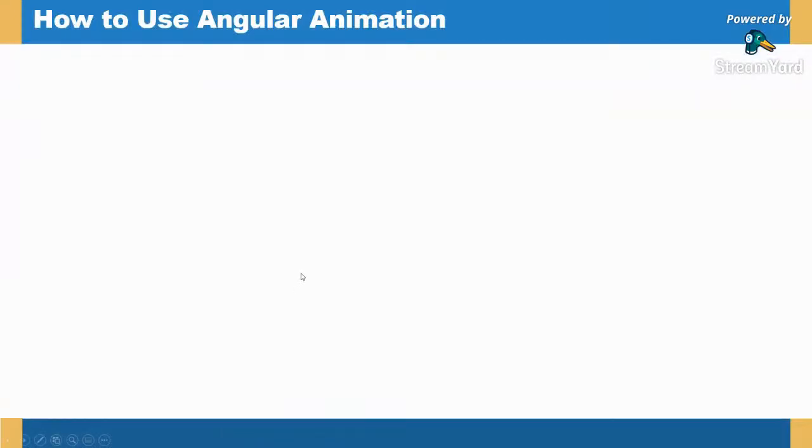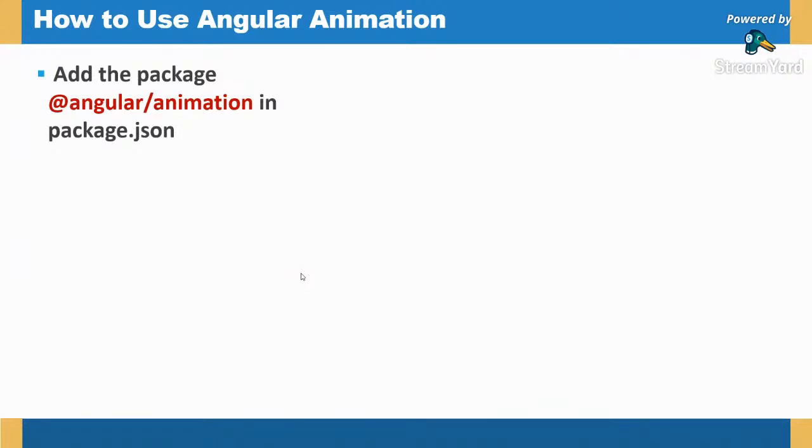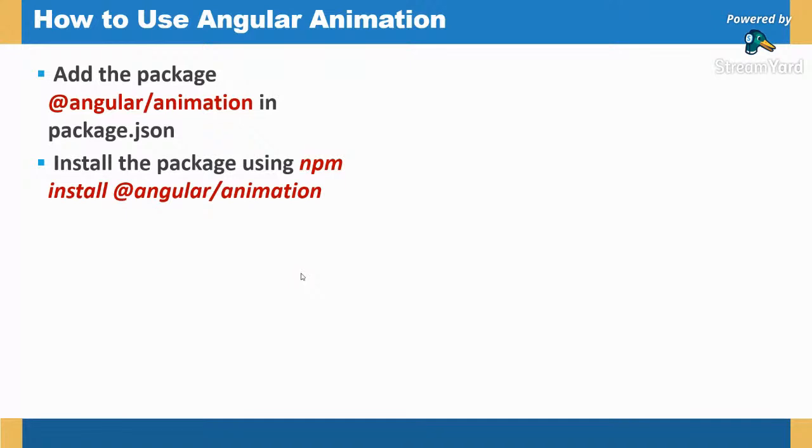Now the first question is, after installing the Angular package, how can we include Angular animations effects in our Angular module? First we need to add @angular/animations in our package.json, and then install this package using npm commands like npm install. Or, if all the other packages have already been installed and we want to install only this package, we can run npm install @angular/animations.